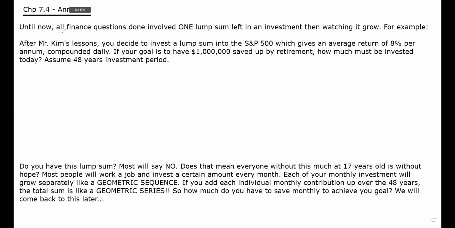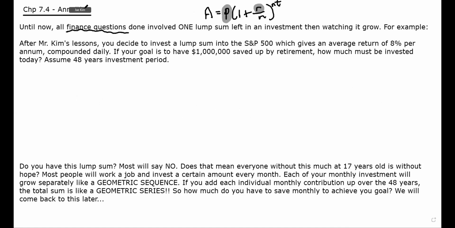Until now, all the finance questions you've done so far involve one lump sum left in an investment and then watching it grow. If you remember, it's A equals P times (1 plus r over n) to the power of nt, right? So this was your lump sum. Maybe I'll just highlight that so that we are reminded. You put the P value somewhere, and then you are going to increase it by a certain interest rate.